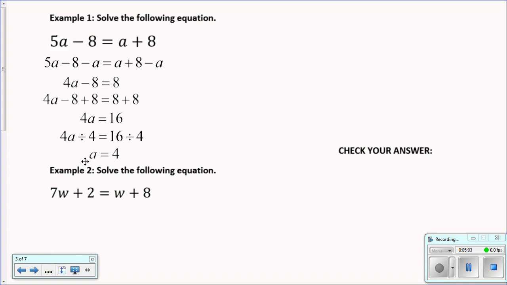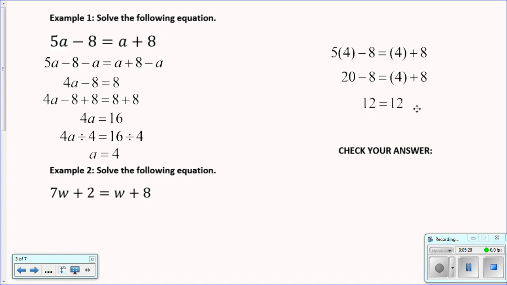So, I'm going to take what a supposedly equals, what I found that a equals, and plug it back into the original equation. And I should get something that's equal on both sides then. So I take it and I plug it in. So 5 times 4 minus 8 is equal to 4 plus 8. Do 5 times 4, I get 20. Then 20 minus 8 gives me 12. 4 plus 8 gives me 12.